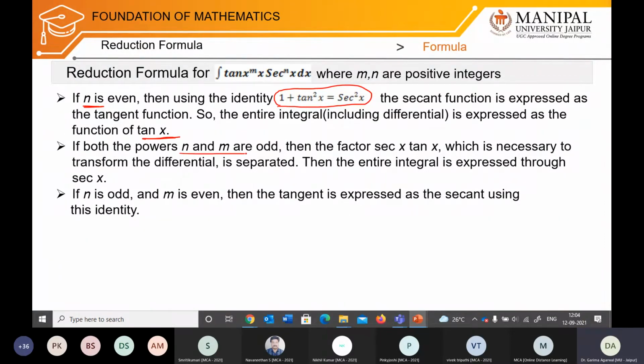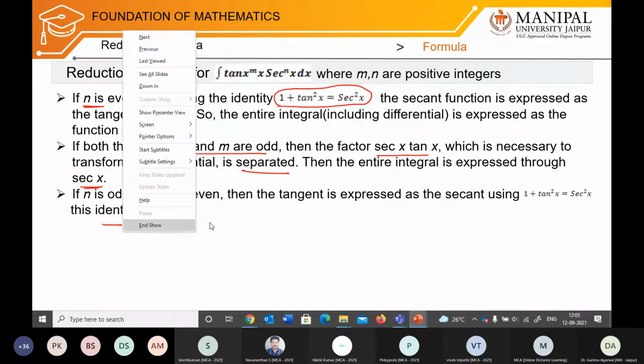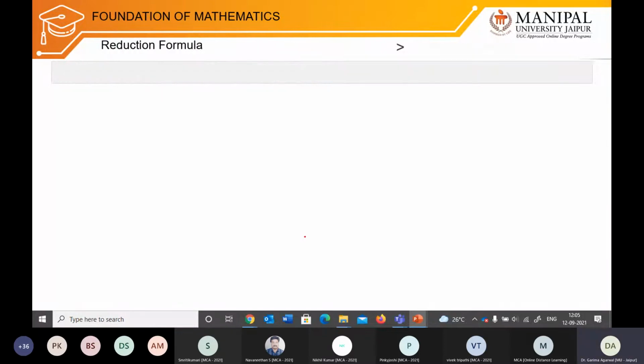If both the powers are odd, then the factor sec x tan x, which is necessary to transform the differential, is separated. Then the entire integral is expressed through the sec x, right? If n is odd and m is even, then the tangent is expressed as the secant using this identity, 1 plus tan square is equal to sec square, right?